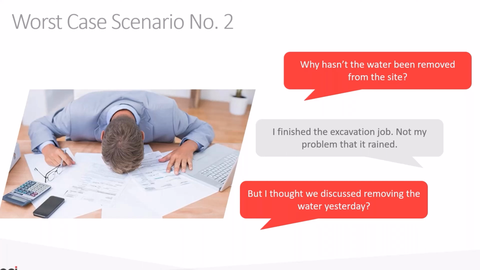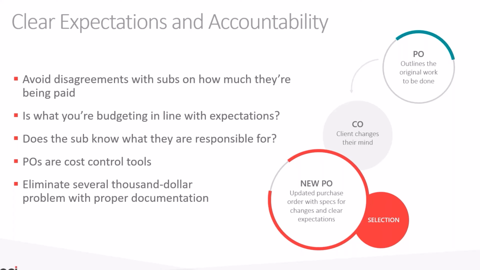So again, you want to be able to avoid disagreements with your subs on how much they're being paid, what they're supposed to do, what the expectations are. And the way that you can do that is by providing them with direction. That direction can come in simple tasks that are assigned to them, or, like the industry well knows, purchase orders, because the purchase order will totally control the cost, and the schedule will tell them exactly when they have to go out and do what they're supposed to do. This can eliminate thousands of dollars in problems, because you have the proper documentation to keep everybody on the same page as you go through that process.